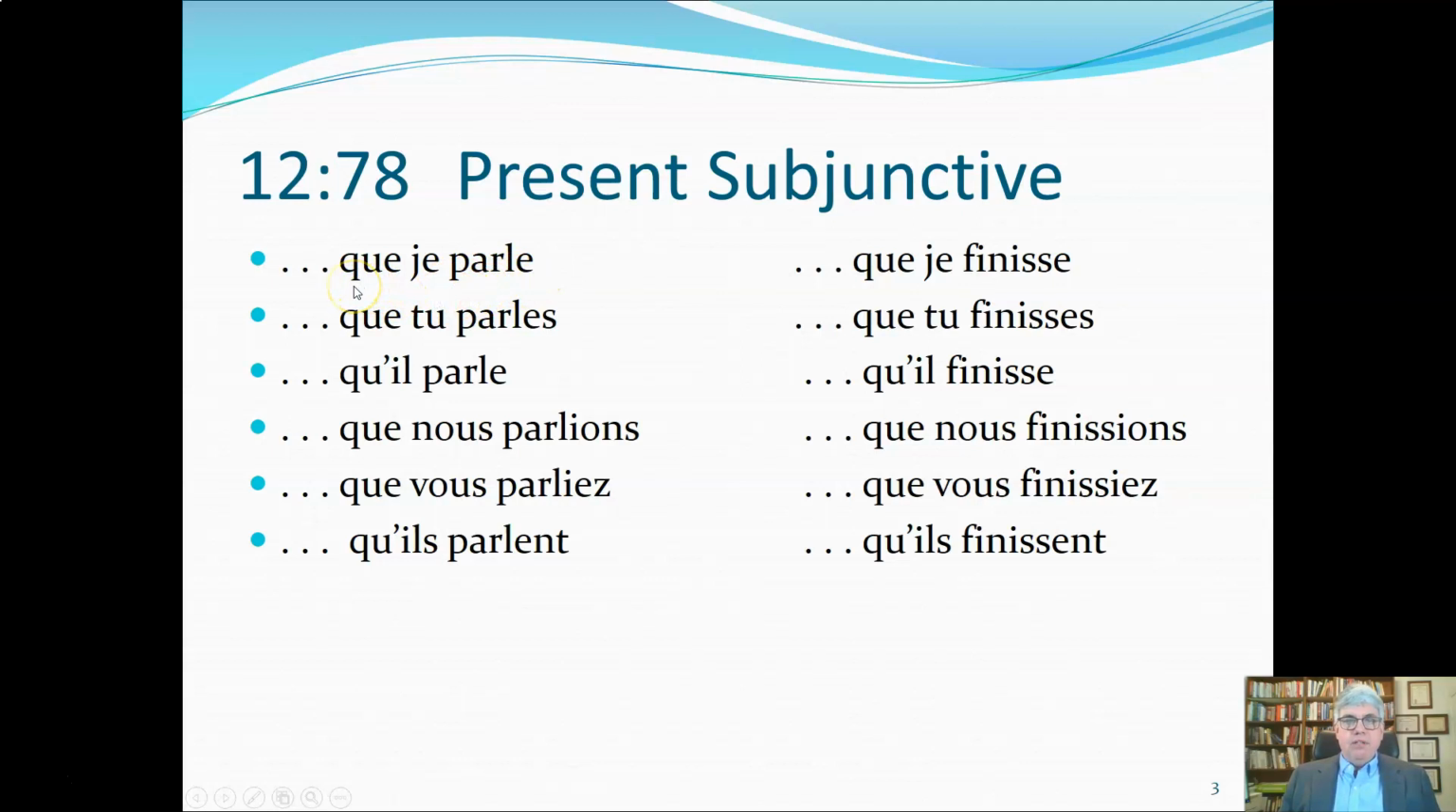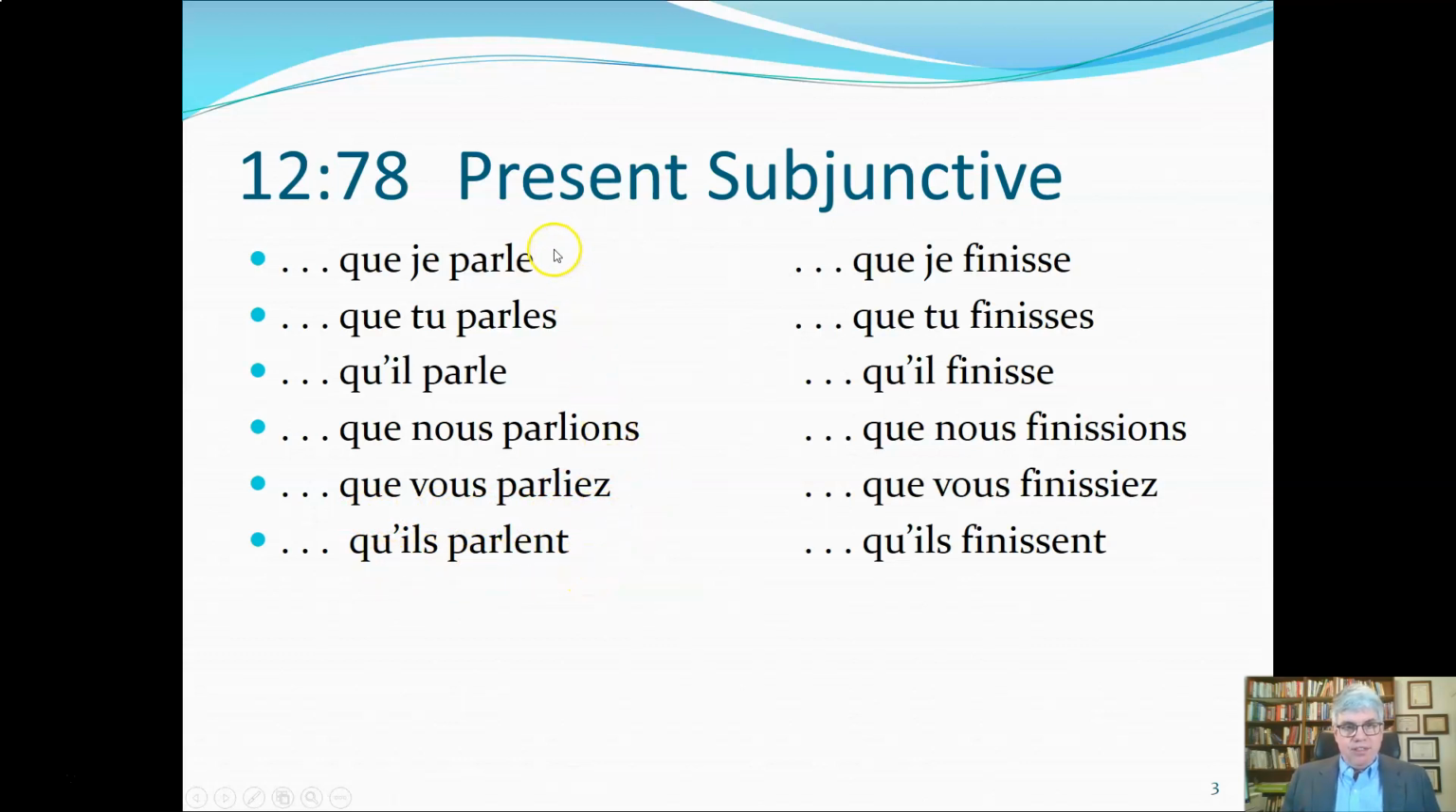And now the subjunctive can't stand alone. It can only be in a dependent clause. And so that's why we always have que, that I do something, that something. So the subjunctive in verb tenses always has que in front of it. So we have que je parle, that I speak, que tu parles, that you speak, qu'il parle, that he speaks, que nous parlions, that we speak, que vous parliez, that you speak, and qu'ils parlent, that they speak.